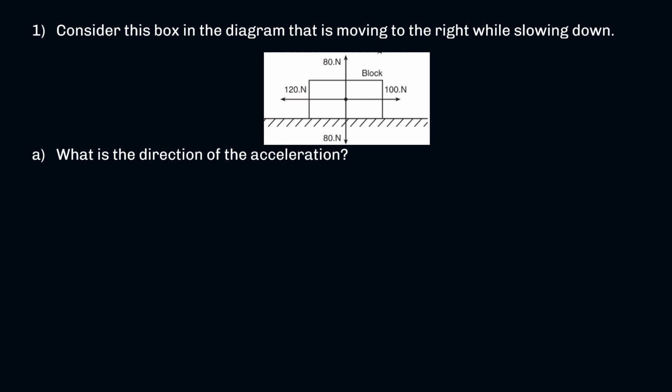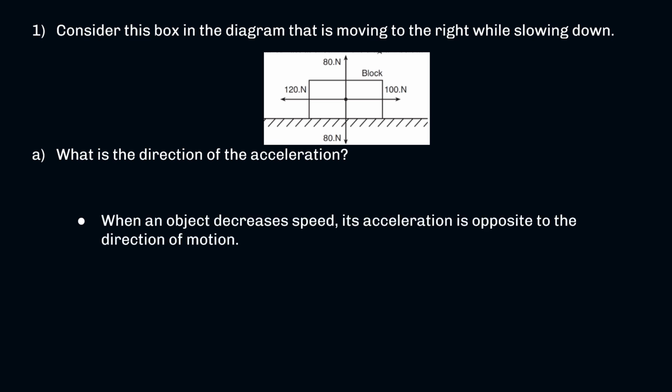So we start off here with a fact of physics. Since we're talking about acceleration, we can use the fact from our motion fact sheet under acceleration. I'm moving to the right and I'm slowing down. So we can say here that when an object decreases speed, its acceleration is opposite to the direction of motion. So I could have this fact out here. When an object decreases speed, its acceleration is opposite to the direction of motion. So that's going to be my evidence.